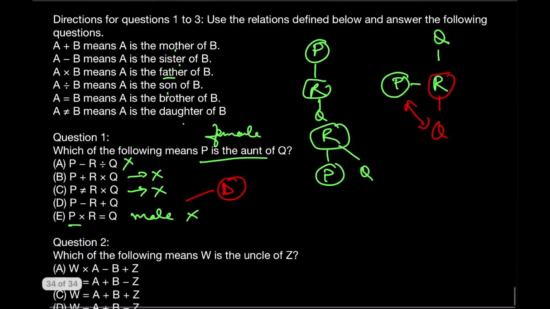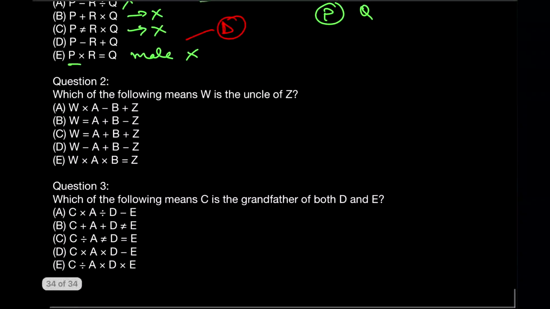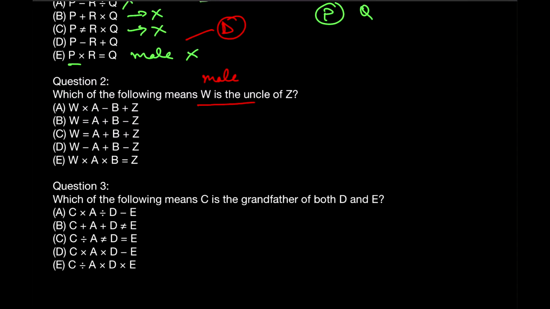Well, now we'll move to the second question. The second question says, which of the following means W is the uncle of Z? So as the first process, W is the uncle, that means we are talking about a male identity.